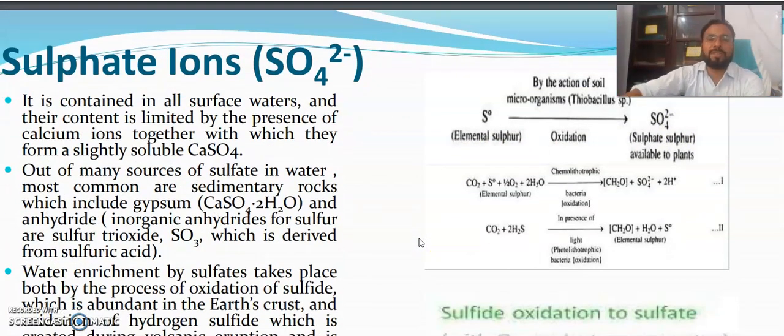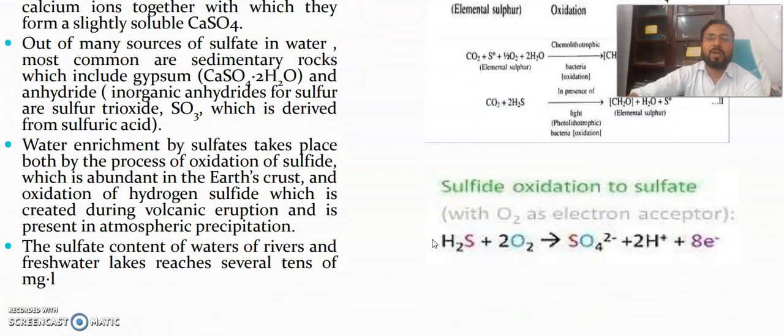So out of many sources of sulphate in water, the most common are sedimentary rocks, which include gypsum, calcium sulphate, and anhydride, inorganic anhydride for the sulfur, or sulfur trioxide, which is derived from sulfuric acid. Now water enrichment by sulphate takes place both by the oxidation of sulfide, which is abundant in the earth's crust, and the oxidation of hydrogen sulfide, which is created during volcanic eruptions and is present in atmospheric precipitations. The sulfate content of water of rivers and fresh water lakes reaches several tens of milligrams. You can see how this sulfur is converted into sulfate.